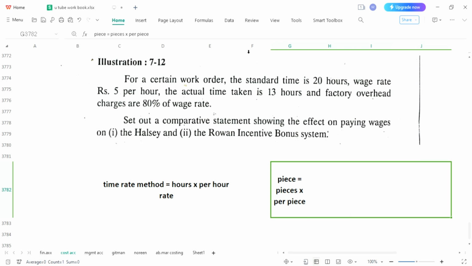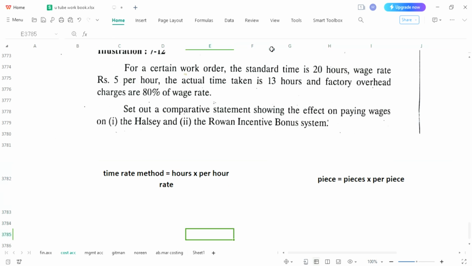In this particular question, we will be using the same method for calculation of our wages. Let me settle it down. Okay, so these are two basic methods which would be used to calculate. Let's read out the question.